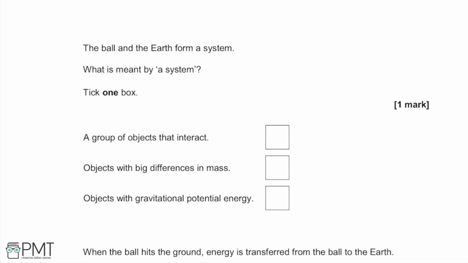Here we're told the ball and the earth form a system, and we're asked what's meant by a system and to tick one of the below boxes. So firstly, we have the option a group of objects that interact, and the ball and the earth do interact. These are two objects that are going to be interacting in this reaction. And then we have objects with big differences in mass. They do have a big difference in mass, however, this isn't a required criteria for them to be in a system together. We finally have objects with gravitational potential energy, and that could be a component of the system.